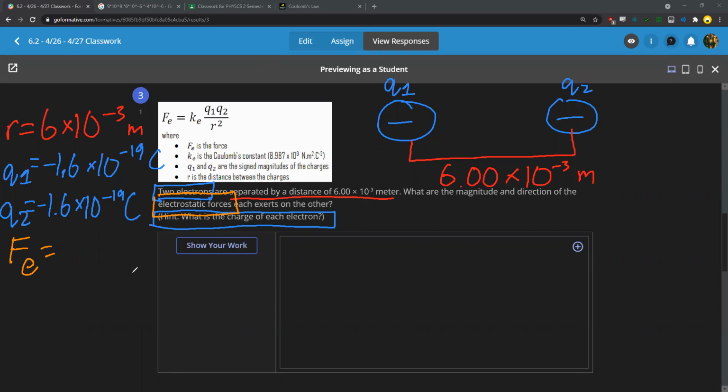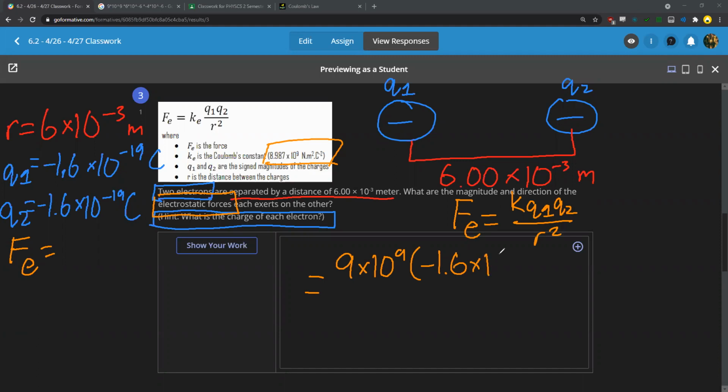All right, so you're trying to find out what Fe is. The formula for Fe is K Q1 Q2 over R squared. K is something you know, it's given to you. I'm going to round it to 9 times 10 to the 9. Q1 is negative 1.6 times 10 to the negative 19. Q2 is negative 1.6 times 10 to the negative 19. R squared.